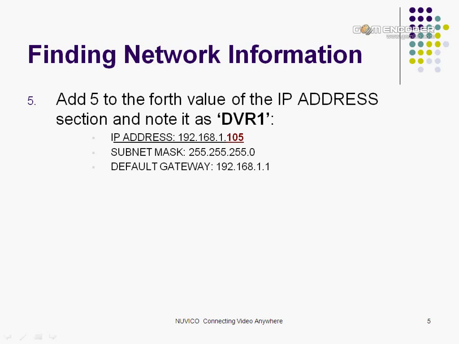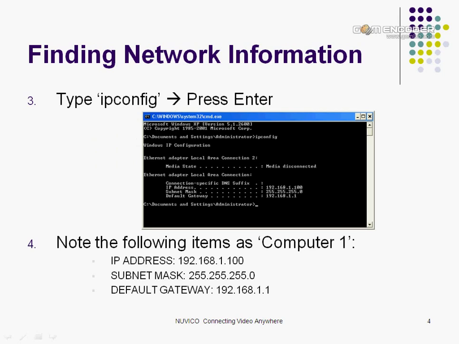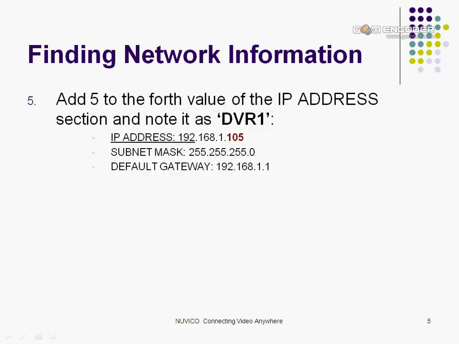Once you have this information written down on a piece of paper, take the original IP address and add 5 to the last section of the number. So from 100 you add 5, so we are making 105. On the same piece of paper, write this number down and mark it as DVR1. So on the piece of paper you should have DVR1 IP address 192.168.1.105. The subnet mask and default gateway information should stay the same.